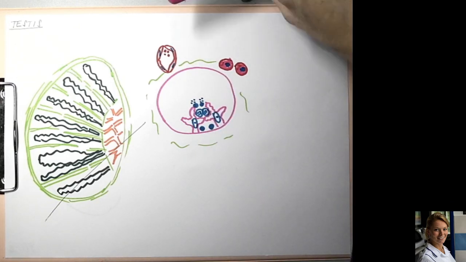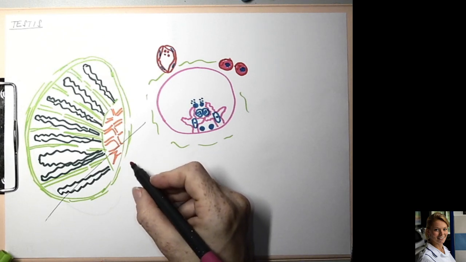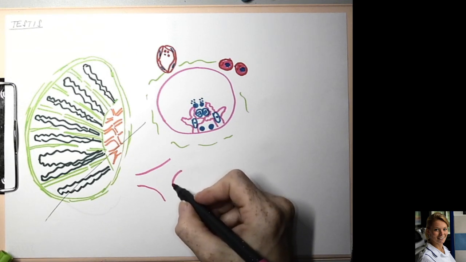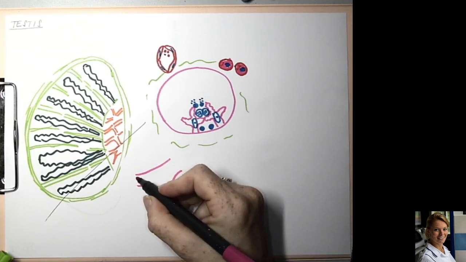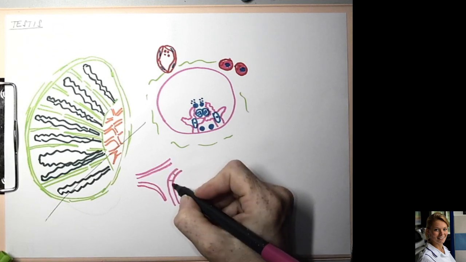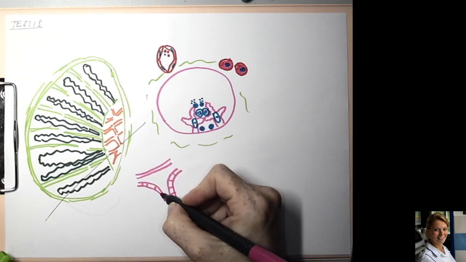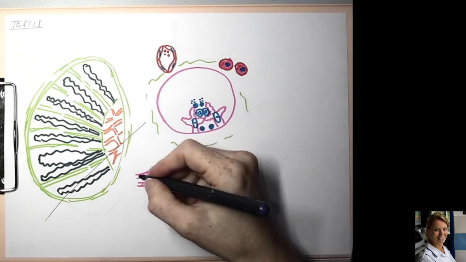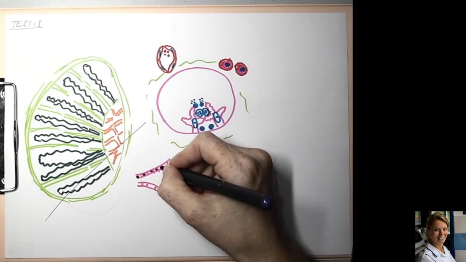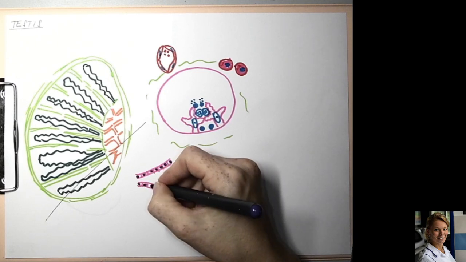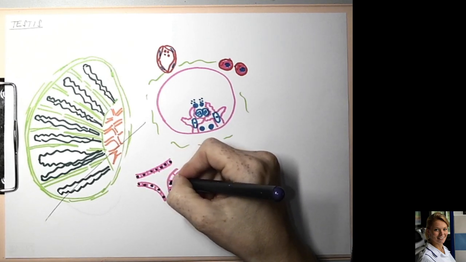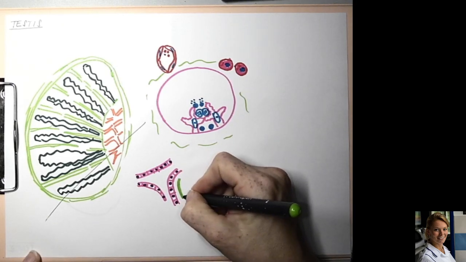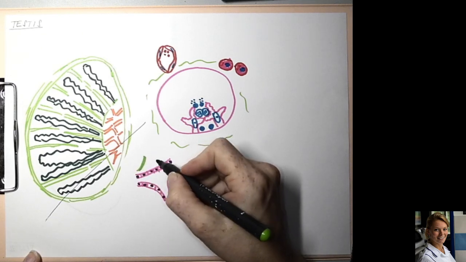And the rete testis, an anastomosing network of excretory ducts, which is lined by simple cuboidal epithelium. And around the rete testis is dense collagenous connective tissue.